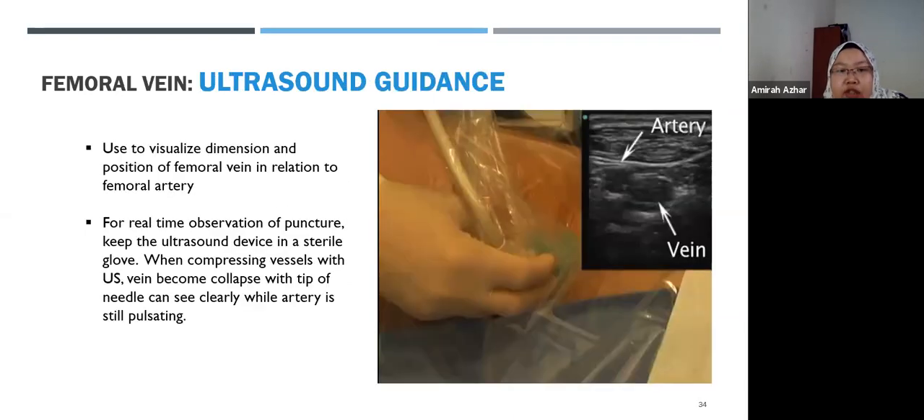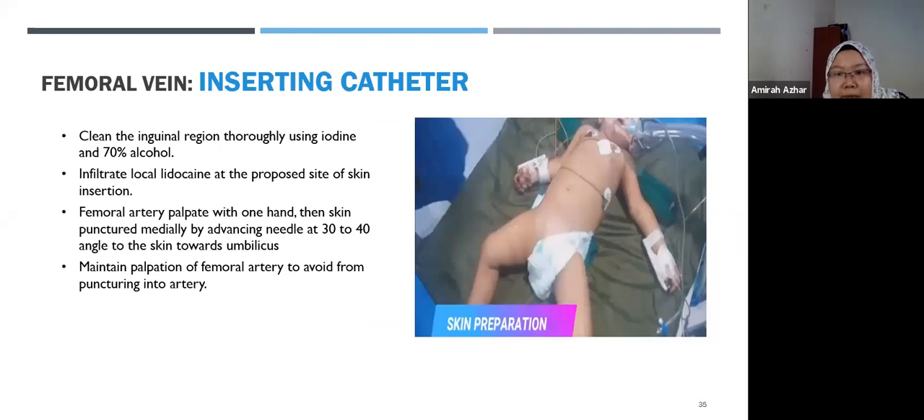Next. If you use ultrasound guidance, you can visualize the dimension and position of the femoral vein. Make sure when you use ultrasound, you keep the ultrasound device in a sterile glove and compress the vessels with it, and the vein will become collapsed, with the tip of the needle seen clearly, while the artery is still pulsating. Next. The procedure: basically you position the patient, clean the inguinal region, infiltrate lidocaine with NS, and palpate the landmark of the femoral vein as I mentioned before.